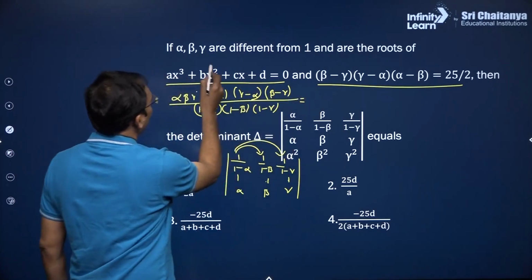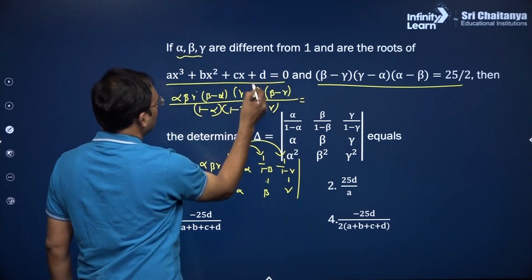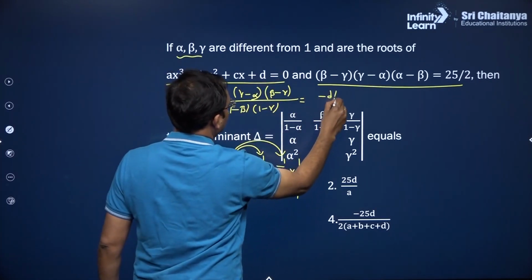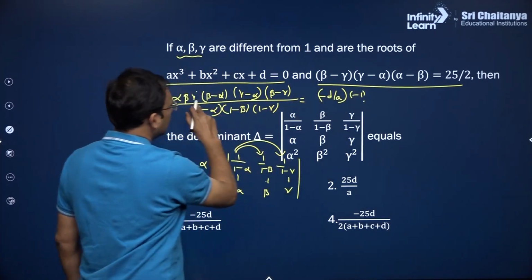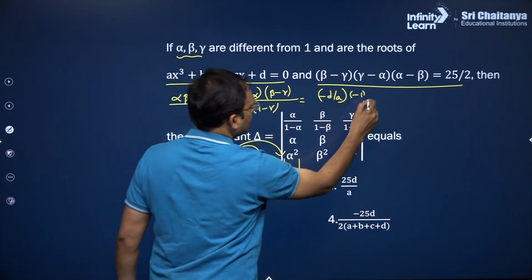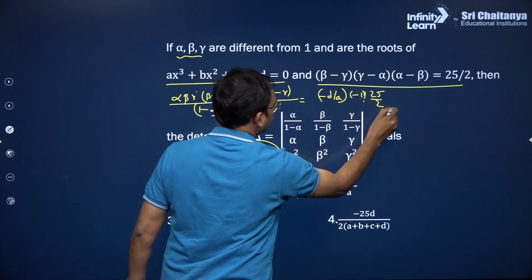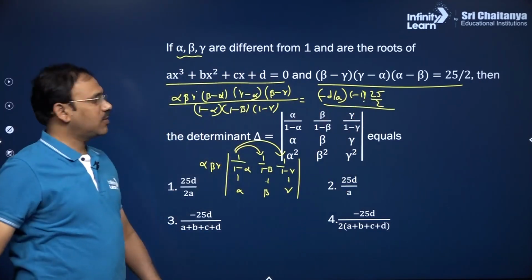So if you take minus common, it is alpha minus beta, beta minus gamma, gamma minus alpha. Since alpha, beta, gamma are the roots of this equation, the product of the roots is minus d by a. Whereas if you take minus 1 common, this expression value is given as 25 by 2. Then what about this expression?